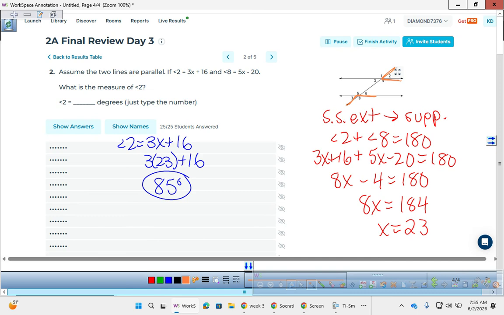They're like different sides. Yes, alternate interior and alternate exterior equal each other, yes.